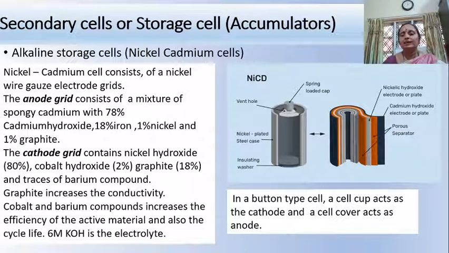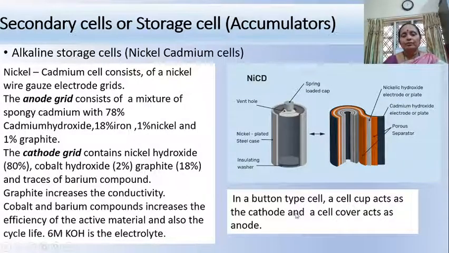Graphite is going to increase the conductivity. Cobalt and barium compounds are going to increase the efficiency of the active material and also the cycle life. Here the electrolyte is going to be 6M potassium hydroxide, KOH.